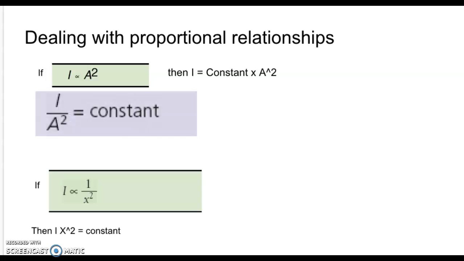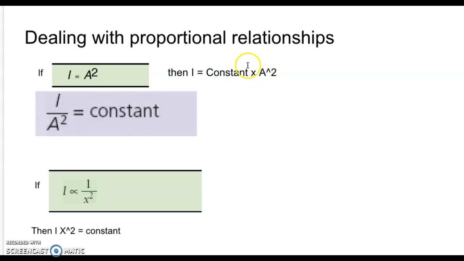Now, both of those relationships can be dealt with mathematically by considering proportionality. If intensity is proportional to amplitude squared, then if you want to write it as an equation rather than a relationship, intensity is equal to a constant value times amplitude squared. What is this constant value? Well, that depends on the source of light. It depends on the wave that you're considering. So this is not a number that you need to worry about, as it will change from question to question.